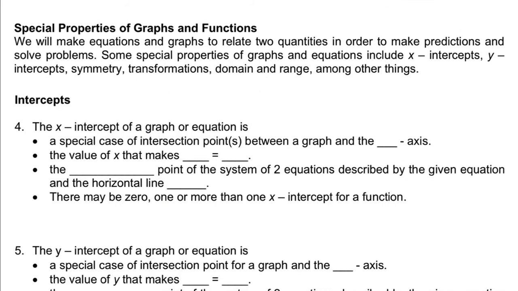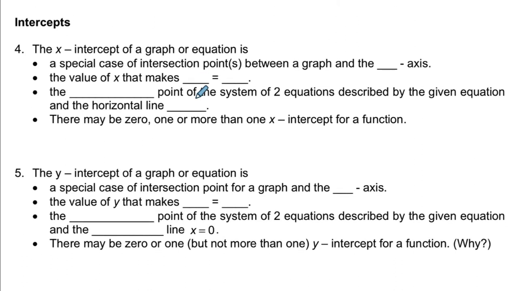We are going to be looking into graphs and functions in detail, and we want to take advantage of some special properties, things like x-intercepts, y-intercepts, symmetry, transformations, domain and range, among other things that we will see later in the course. To find an x-intercept or a y-intercept of the graph, we want to recognize that they are special points, intersection points between the graph and the x-axis for an x-intercept, and the graph and the y-axis for a y-intercept.